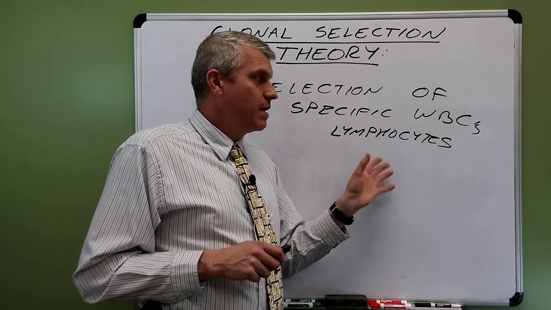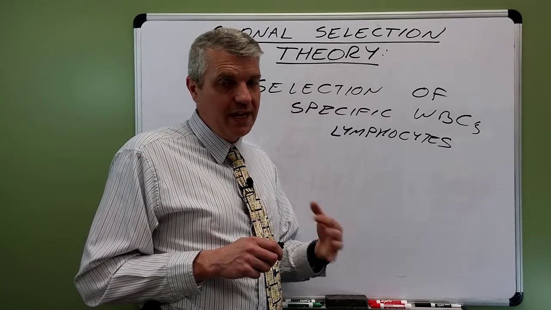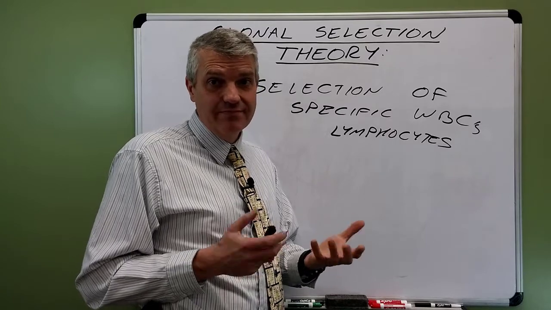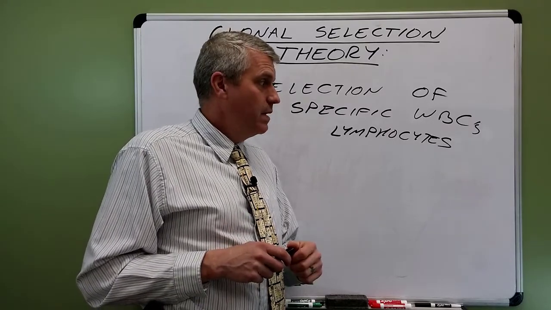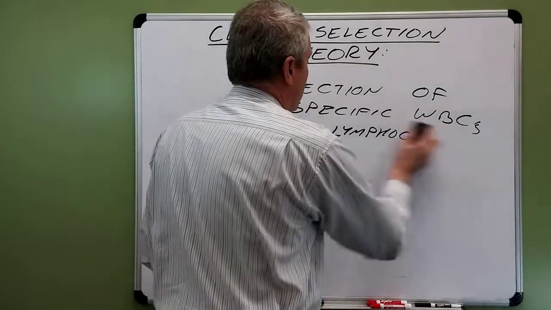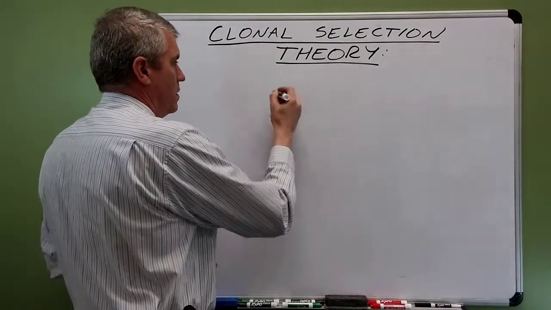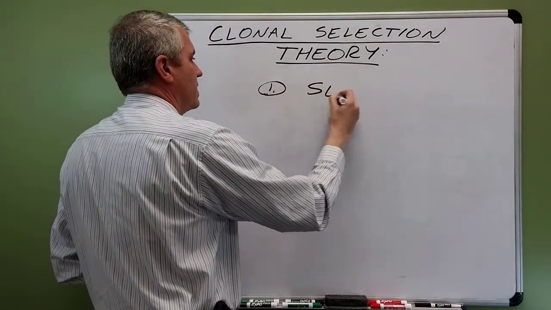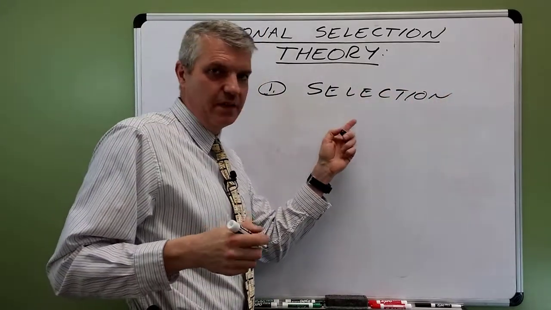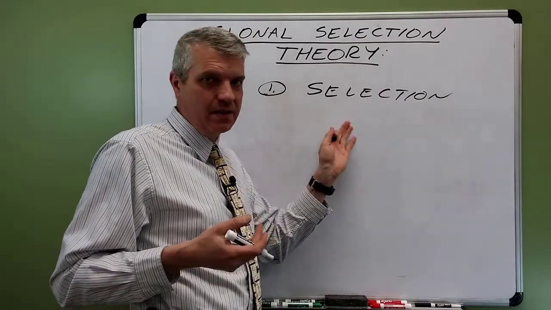So understanding clonal selection is very basic to understanding how the immune system works and how it is that we can be immune to a specific alien virus or alien bacteria for years and years to come. The basics of clonal selection. The first part is literally the selection. How is it that this specific lymphocyte that happens to react to this alien, how is it that that cell is selected?